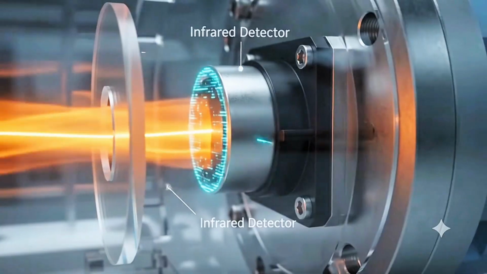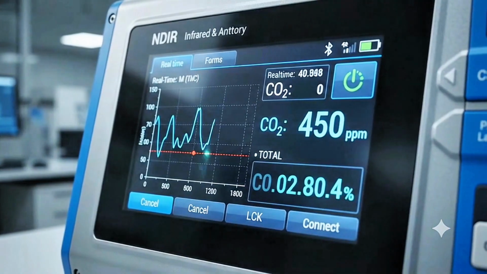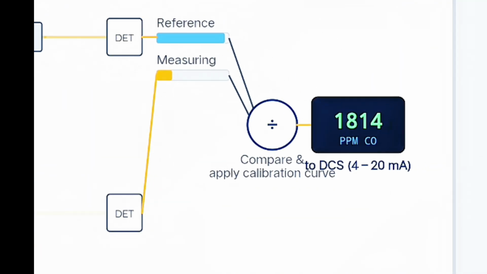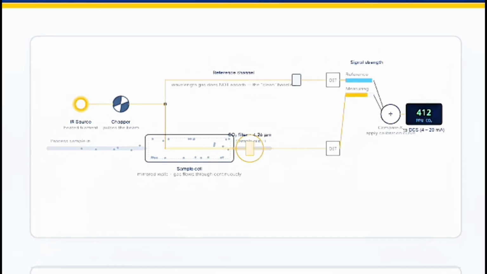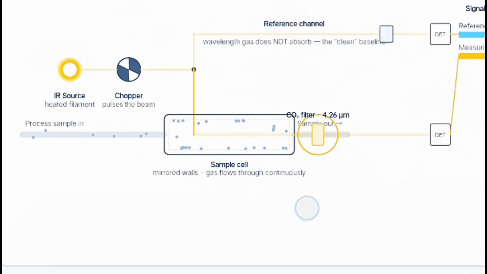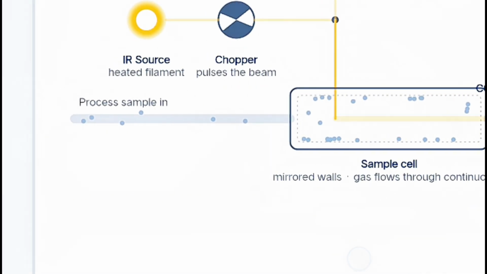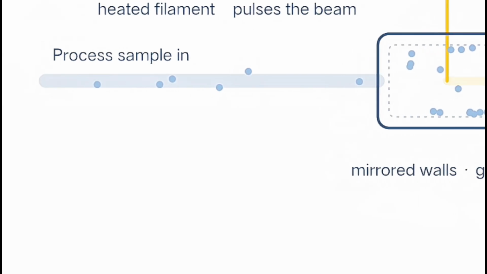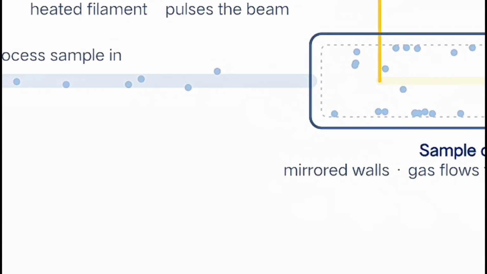How the measurement actually happens. Here's the key to how NDIR gets an accurate reading. Most analyzers use two channels, a measuring channel, filtered to the gas we're interested in, and a reference channel, filtered to a wavelength that gas doesn't absorb at all. The reference channel tells the electronics what 100% light, no absorption, looks like right now, accounting for dust on the optics, source aging, or window fouling. The analyzer's electronics constantly compare the measuring channel signal to the reference channel signal. The bigger the difference between them, the more gas is absorbing that light, and the higher the concentration.